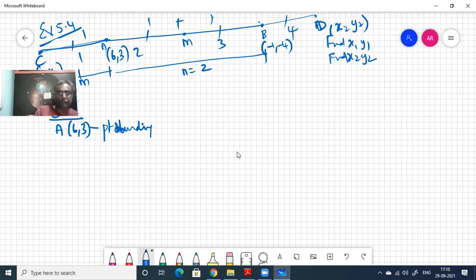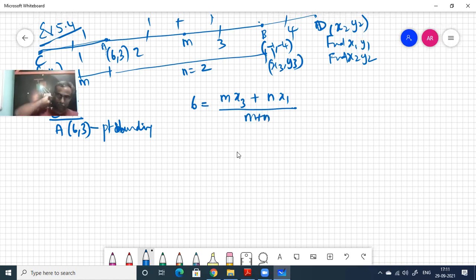You can take the calculation. 6 is equal to m into x3, this one -1. This is x3, y3, you assume. m into x3 plus n into x1, divided by m plus n. You understand how it is coming? You ask if you are not able to understand.